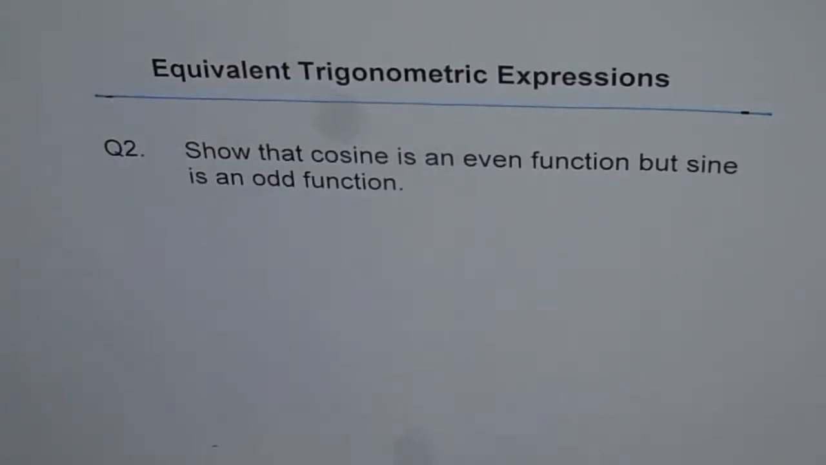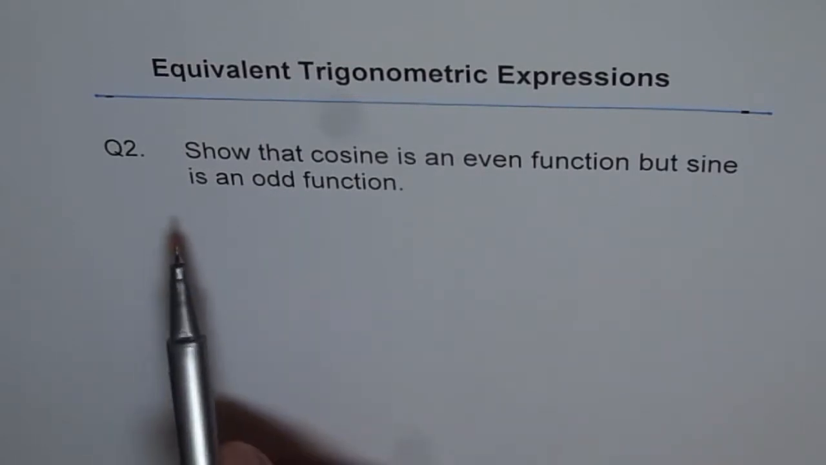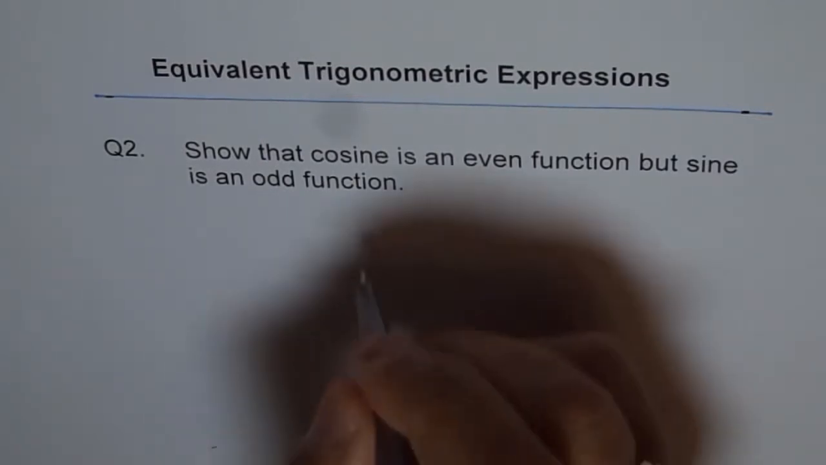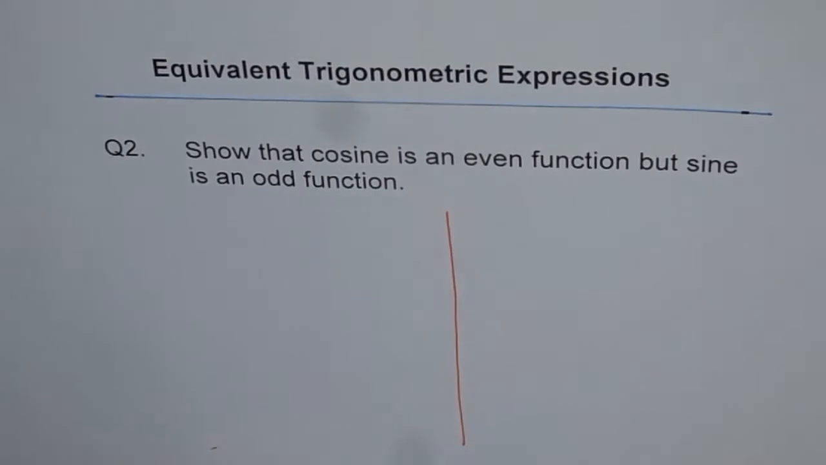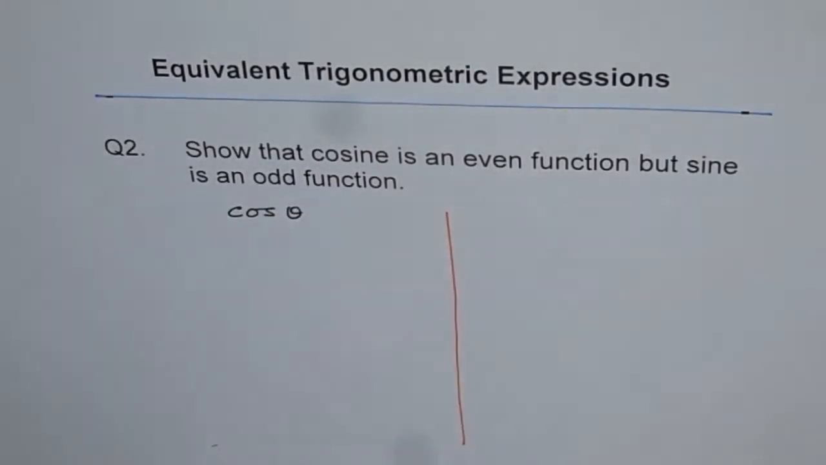Question 2. Show that cosine is an even function but sine is an odd function. Okay, so let's try to understand both sine and cosine functions here, right? So let's do the cosine function first. So it is cos theta, let's say cos theta is a cosine function.